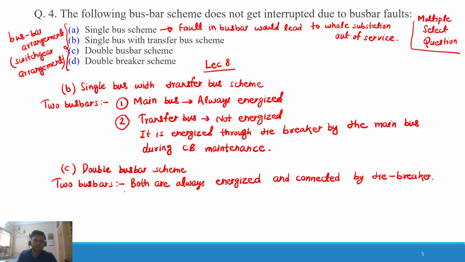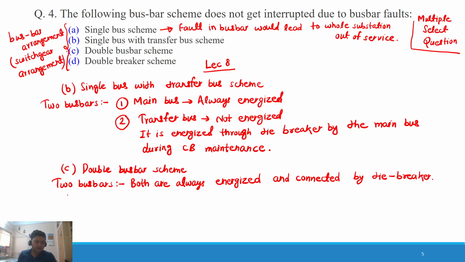So it is having two bus bars. Suppose if a fault occurs in one bus bar, then this tie breaker, that is normally open, is closed and the customers can take power from the other bus bar. So this leads to no interruption in power for the loads. So this is the advantage of the double bus bar scheme.